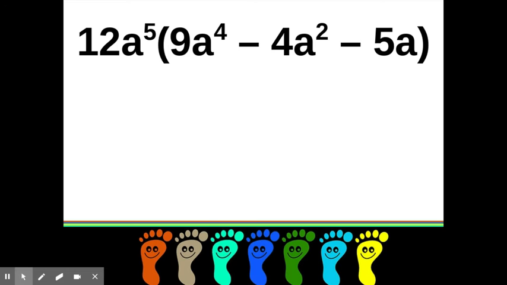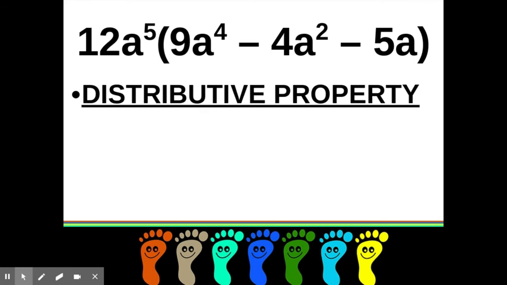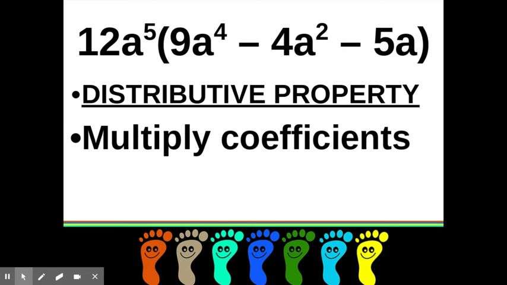All right, so this is the type of problem we are looking at. I have my polynomial expression here, and that polynomial expression is being multiplied by this monomial. This is just a fancy version of our distributive property. Okay, that's all it is. Which means that we are going to multiply our coefficients. Remember, coefficients are the numbers sitting in front of your variable.